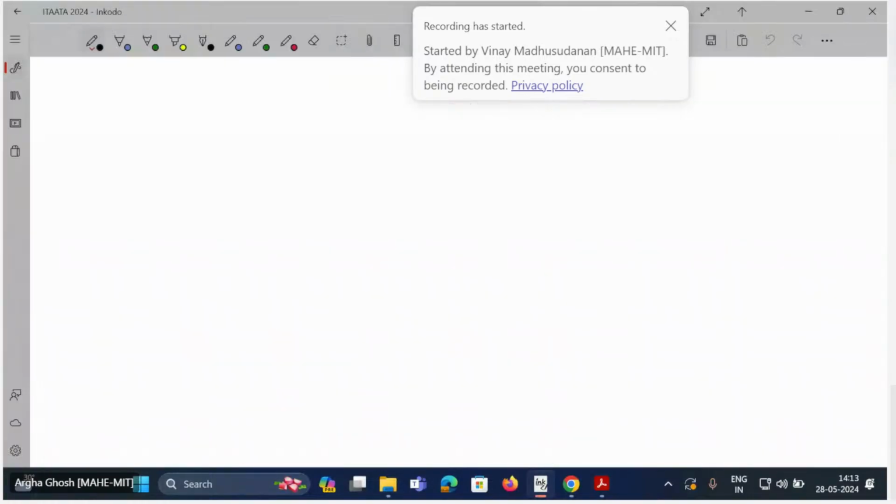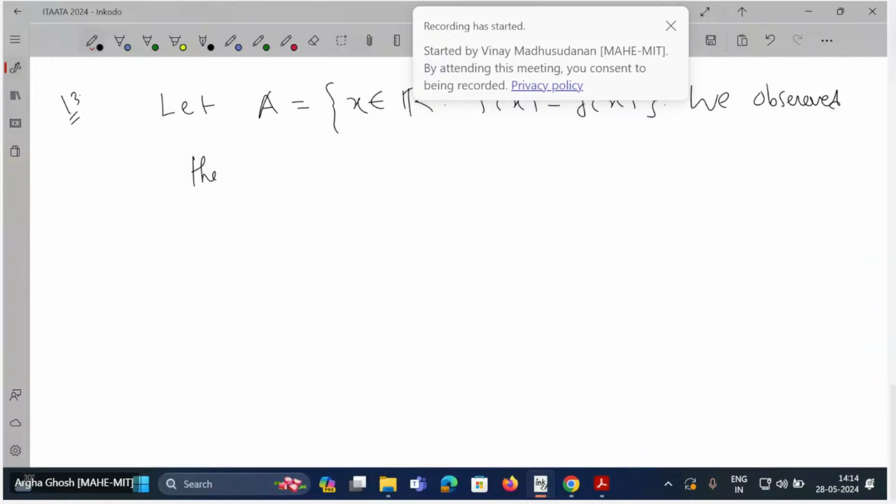Question number 13. Let A be the set where x belongs to R such that f(x) equals g(x). Correct. And we observed that A is a closed set in R.